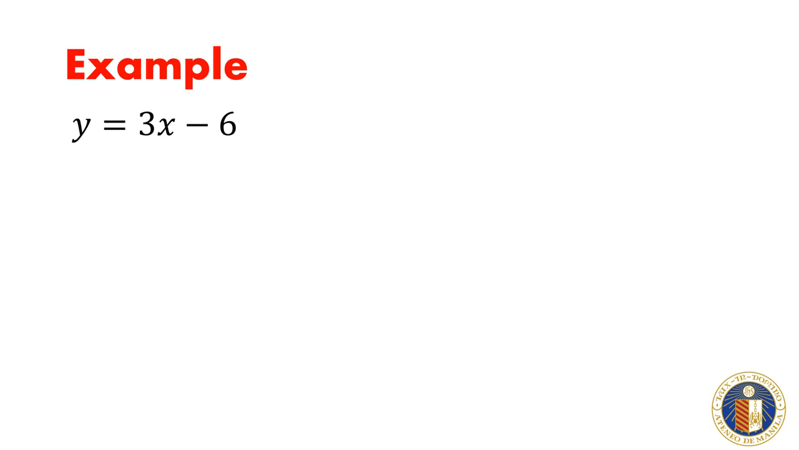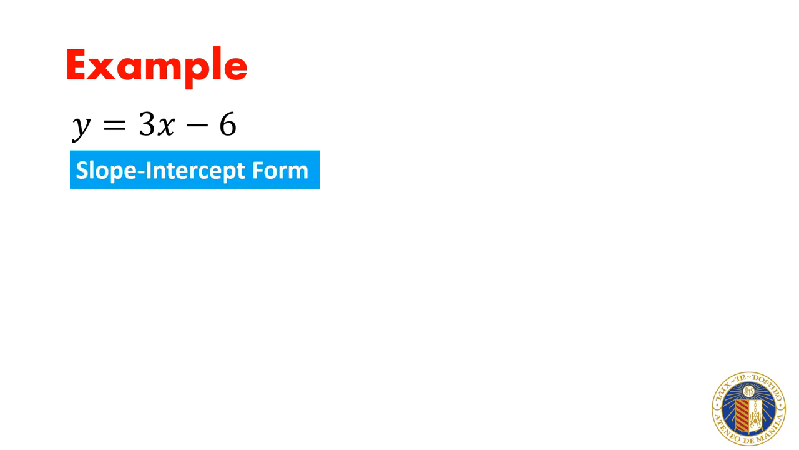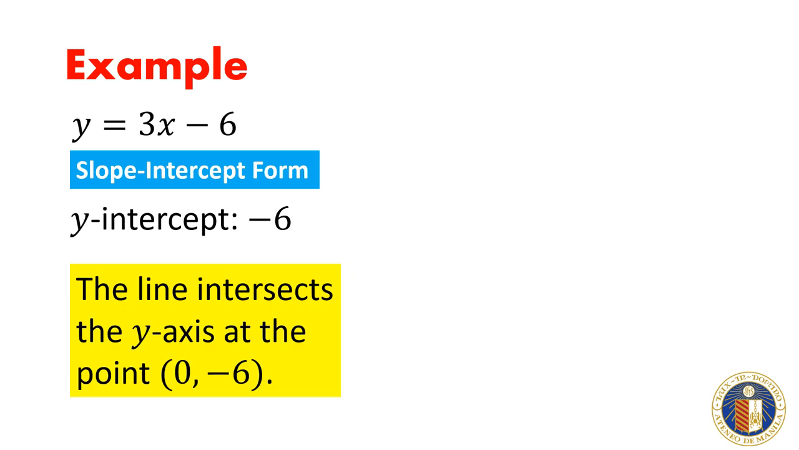Since the equation is already in slope-intercept form, we can easily determine the y-intercept, which is negative 6. Recall that the y-intercept is the y-coordinate of a point where a line intersects the y-axis. This implies the line intersects the y-axis at the point 0, negative 6.